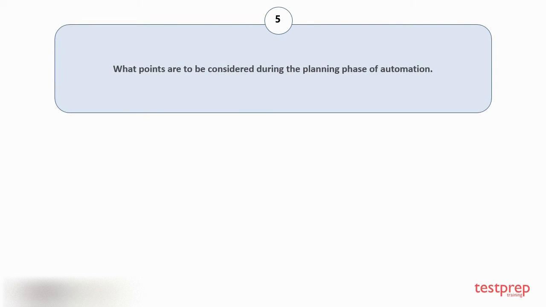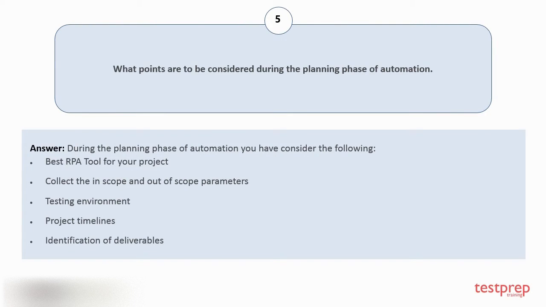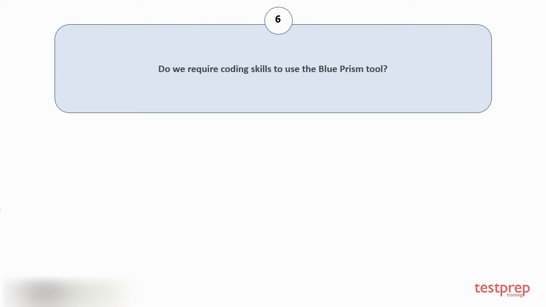Question number 5, what points are to be considered during the planning phase of automation? Your answer is: during the planning phase of automation you have to consider the following. 1. Best RPA tool for your project. 2. Collect the in-scope and out-of-scope parameters. 3. Testing environment. 4. Project timelines. 5. Identification of deliverables.